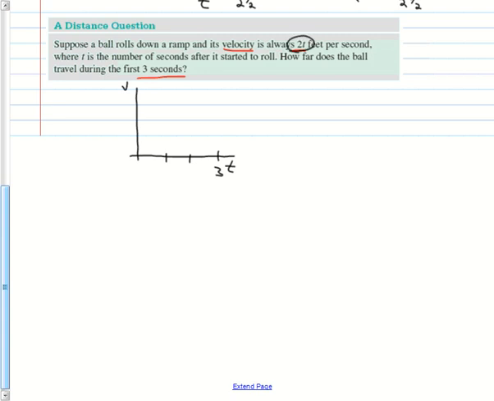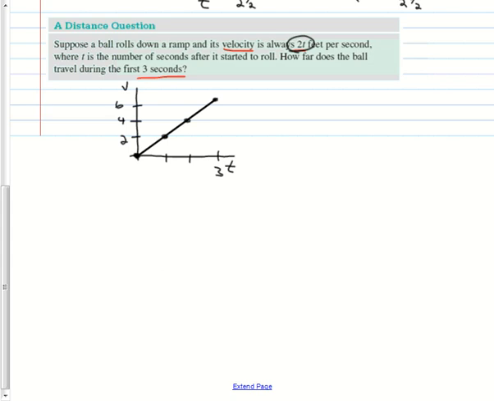2t, if I was going to graph that, what would it look like? The slope is 2t. So when my time is 0, my velocity is 0. When my time is 1, 2 times 1 is 2. I've arrived right here. When I have gone 2 seconds, 2 times 2 is 4. I'm going to have to change my scale. 2, 4, 6. When I've gone 3 seconds, my velocity is what? 6. So if I do that graph, that's simply a line with a slope of 2 is all that this thing is.